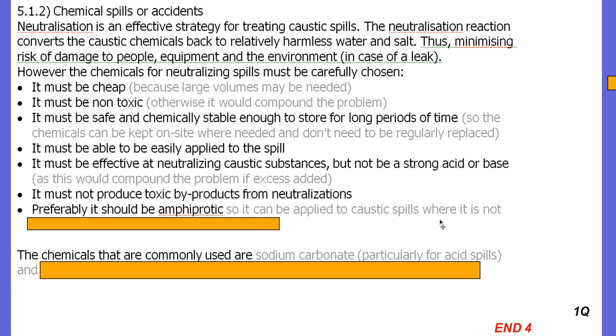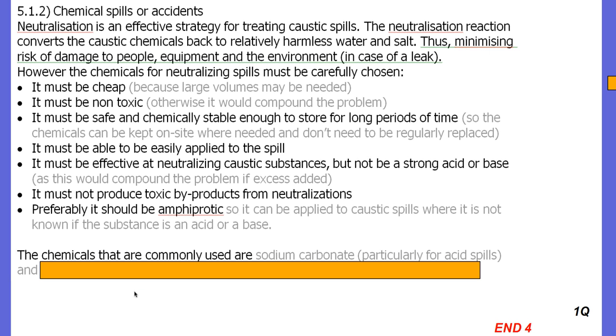You don't want toxic byproducts, so the chemical itself can't be toxic, but also the reaction products can't be toxic either. Preferably it should be amphiprotic. Now, we're going to study amphiprotism very soon. Amphiprotic means it can act as a proton donor or a proton acceptor, i.e. act as an acid or a base. And if you've got something amphiprotic, that means you can put it on acid spills and base spills, which is very handy because you can use it in all situations. But you can also use it when you're not sure if the spill itself is an acid or a base, so you can use them in all situations.